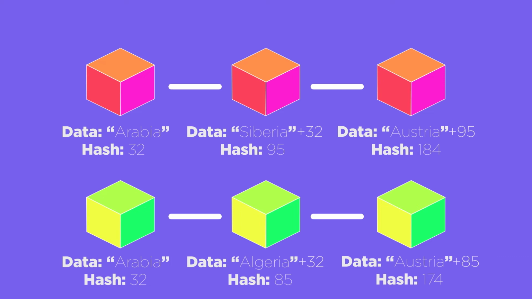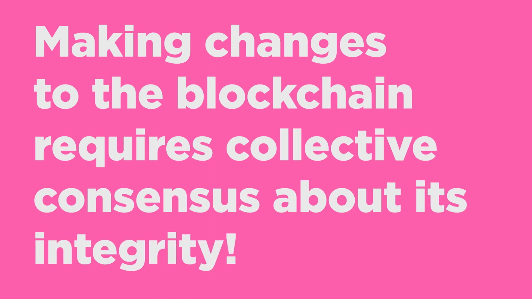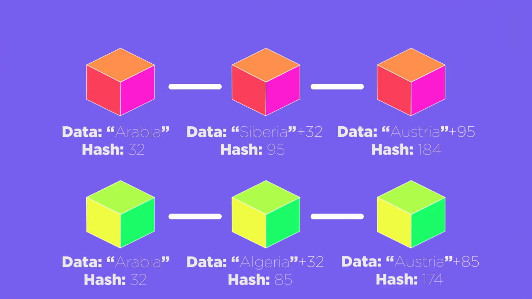Since the blockchain is a distributed system of data, making changes to the blockchain requires collective consensus about its integrity. In other words, you will have to make at least 51% of the other blockchain users agree that your chain is legit and the main chain is false, which is literally impossible, and your chain gets rejected right away.